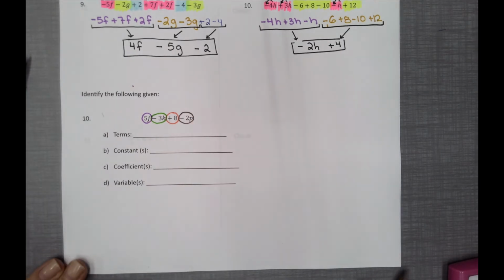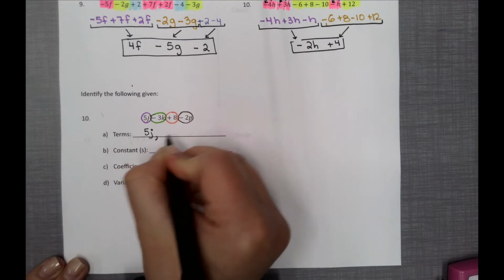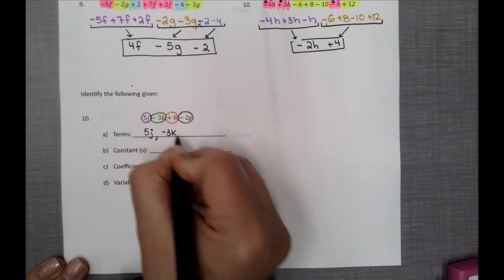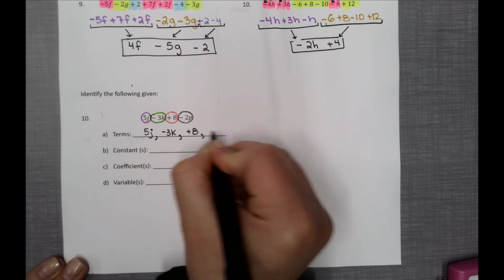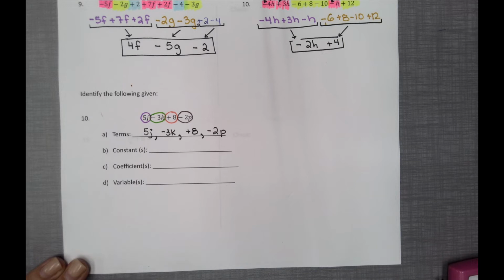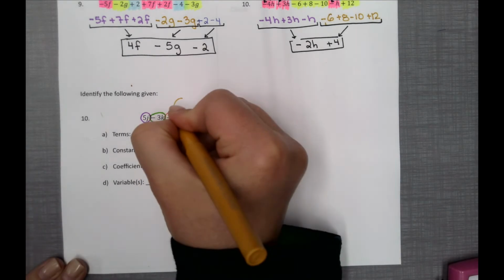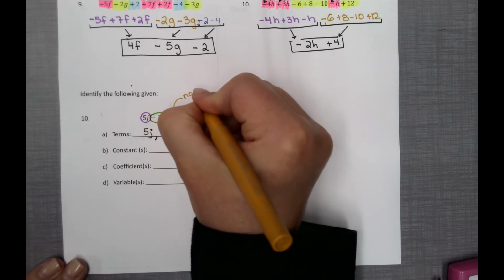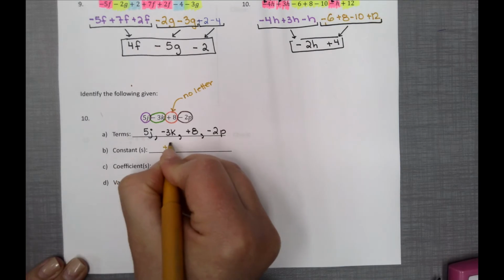So we have these circles that I have created. Inside of those we have terms. So 5j is a term, comma. Negative 3k is a term, comma. Positive 8 is a term, comma. Negative 2p is a term. Constants are terms without any variables, no letters. No letter means that I have a constant.